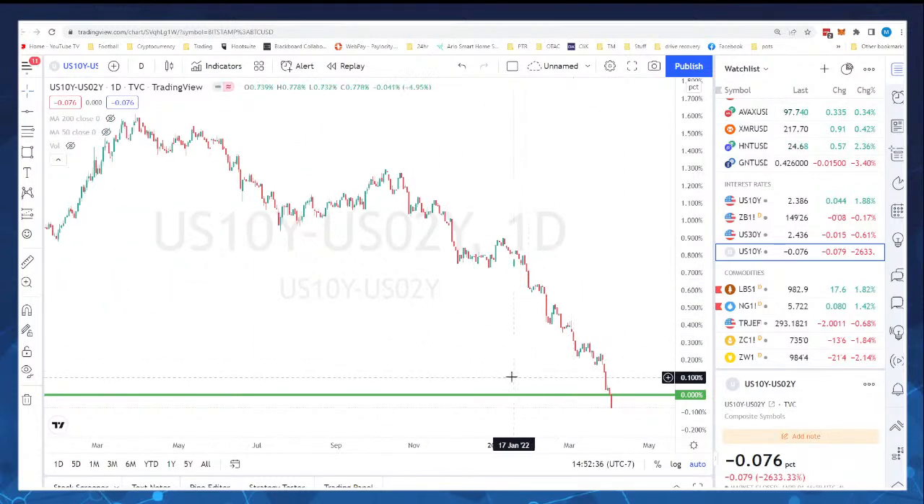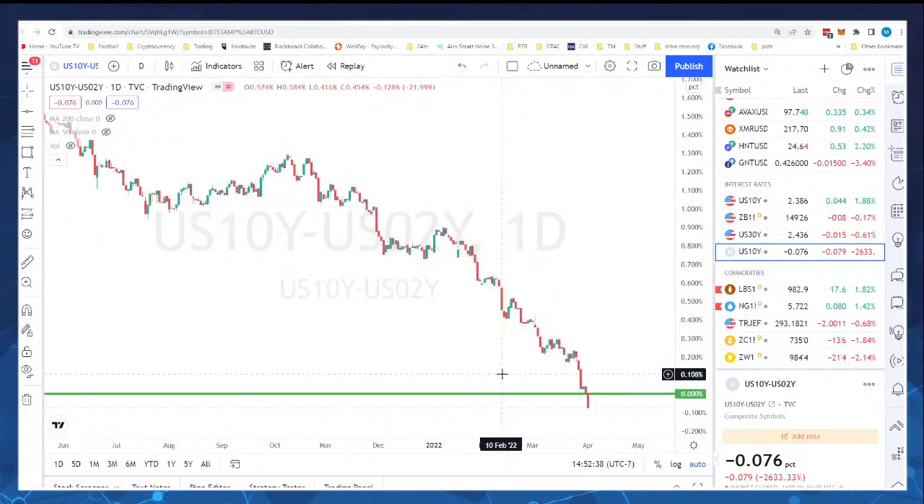What you're looking at right now is mapping the difference between the 10-year and the 2-year. All right, so it's taking the 10, subtracting the 2. Right now, you will be getting paid more to buy a 2-year treasury as opposed to buying a 10-year. That's inverted. It shouldn't be that way. You should be paid more to buy the 10-year.